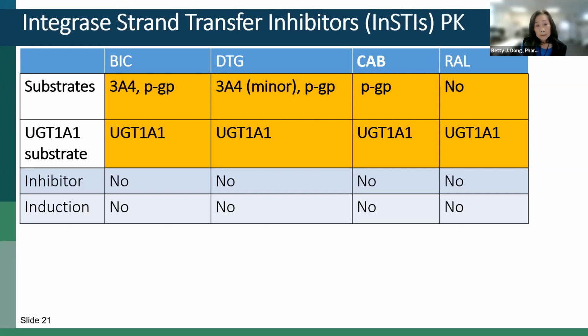But what I want you to notice between bictegravir and dolutegravir is that bictegravir also is a substrate for 3A4 and PGP, versus dolutegravir and CAB, which are primarily substrates for PGP, whereas dolutegravir has a minor effect on 3A4. So when you look at this, you can predict that drug inducers will have a greater effect on reducing bictegravir levels than on dolutegravir or cabotegravir because of the different substrates. And I'll show you some data about that. And based on these kinds of substrates, we do see that kind of interaction happening with these drugs.